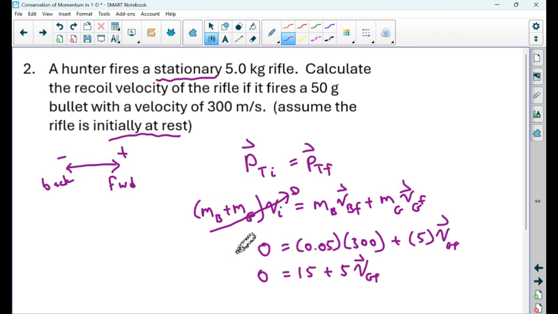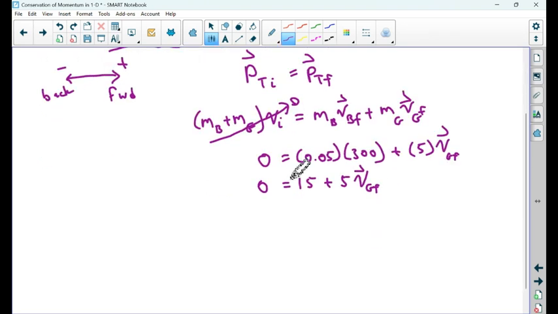Do a little algebra here. Let's move the 15 over to the other side, and then divide both sides by 5. We're going to end up with the velocity of our gun final is going to be -3 meters per second, and that would be backwards. Let's write that as a final statement here.